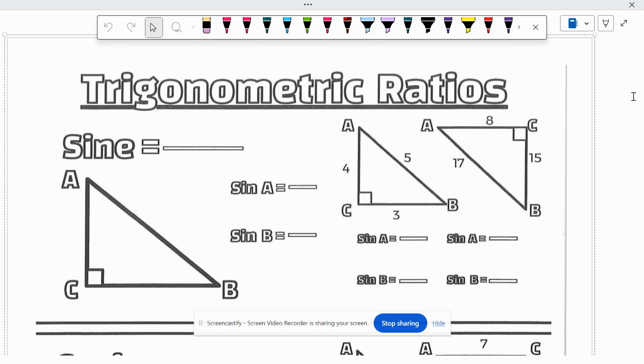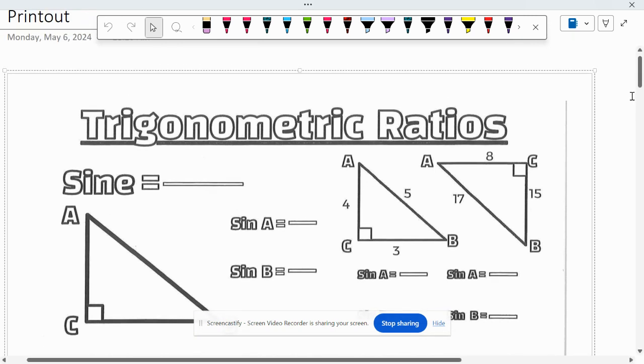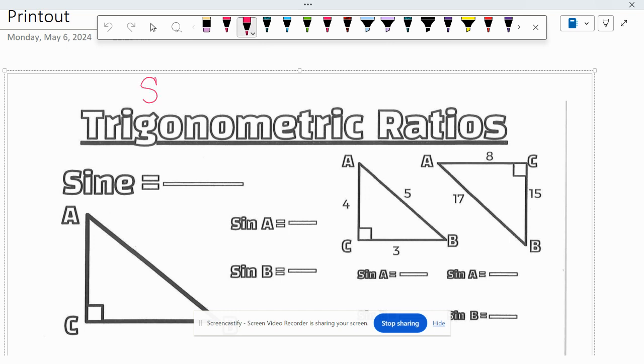So we learned SOHCAHTOA. What does SOHCAHTOA do for us? Helps us remember what? Yeah, it helps us remember sine, cosine, tangent. So I'm going to write that at the top. I think it's really important.